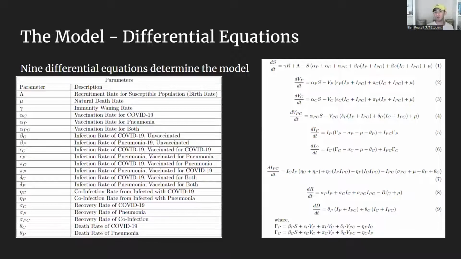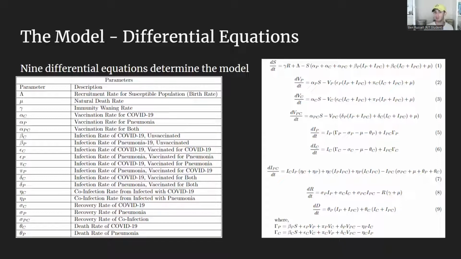Our actual model is going to be based off of these 9 differential equations. These 9 differential equations are going to show us how people move through the compartments. So I want to quickly go through dS/dt to show you kind of how it works. So it's going to be our topmost differential equation. So our gamma R is going to be how many people come back from recovered after their immunity has waned. Our lambda is how many people are born into our system. Our S is susceptible, obviously, and then that big term is going to be all of the interactions.